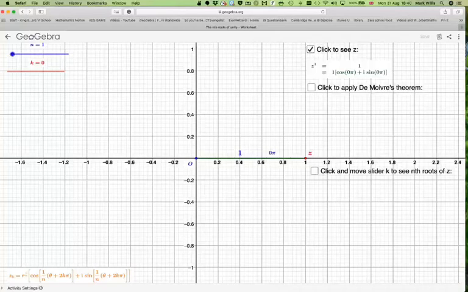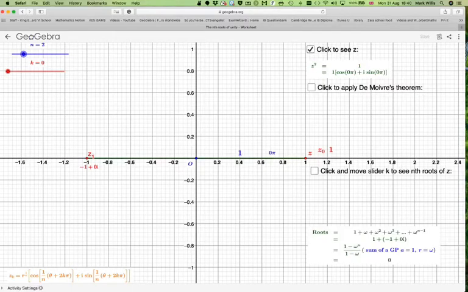Hi, in this video we're going to look at the nth root of unity for complex numbers. Okay, so here I've got z to the power 1 is 1, which is not particularly useful. What if I make n, and I can change n with this slider.